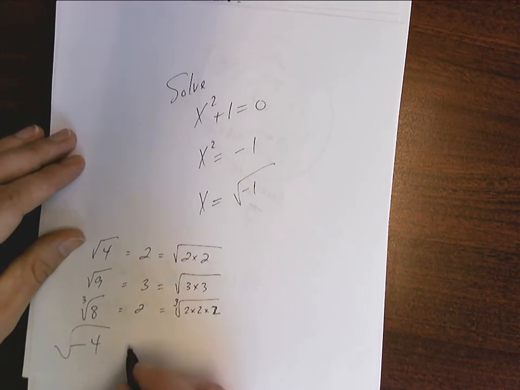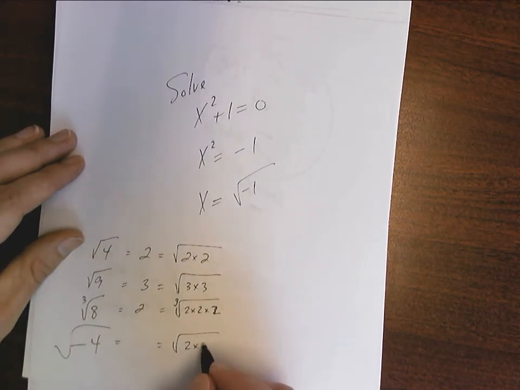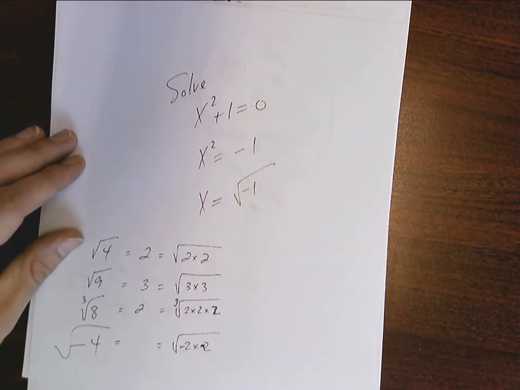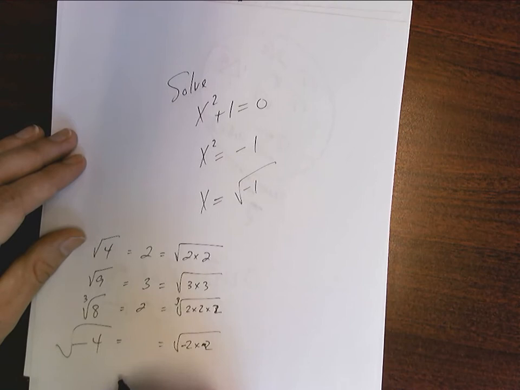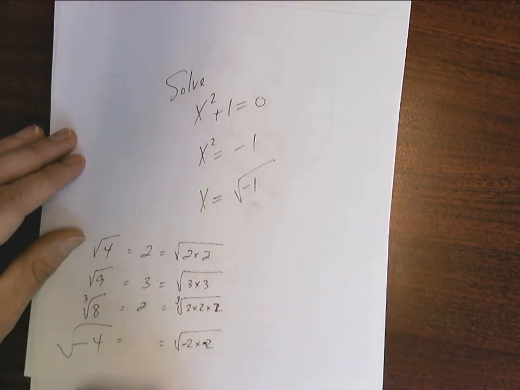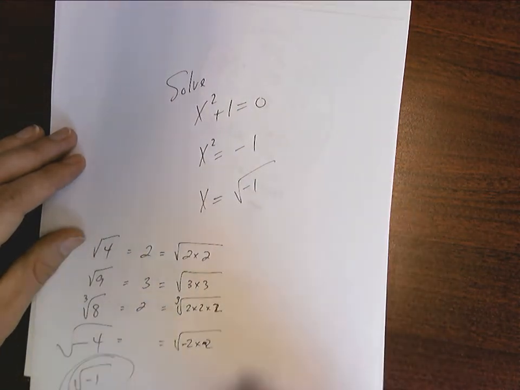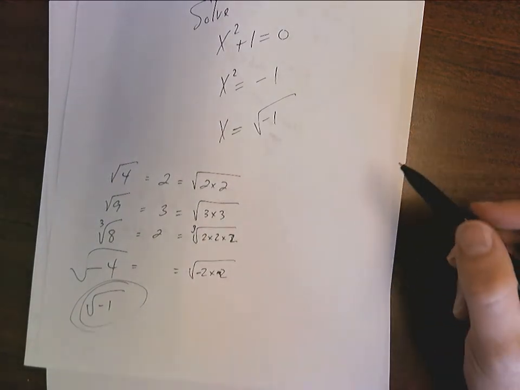that's a problem because it can't be positive 2 times positive 2, because that won't give a negative, and it can't be negative 2 times negative 2, because that'll give a positive, and it can't be negative 2 and positive 2 because that isn't the same number. You see the problem here. And so we are down to inventing a whole new type of number, a number that's underneath the radical.